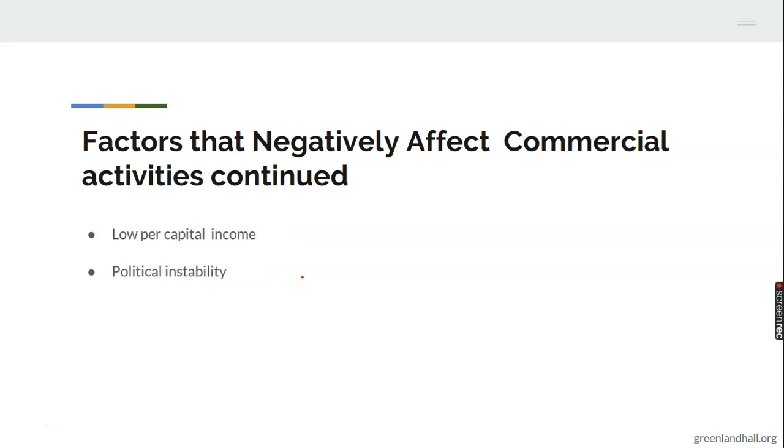Low per capita income. So the level of funds or money available to each household or individual within the society has been very poor. In other words, it has not been enough even to take care of just providing for their daily feeding, talk less of accumulating it to be able to invest or start a business.